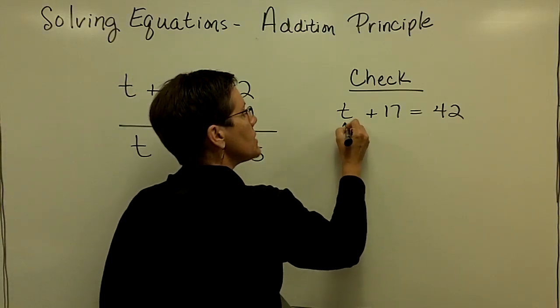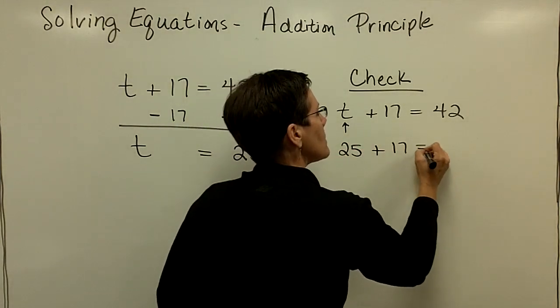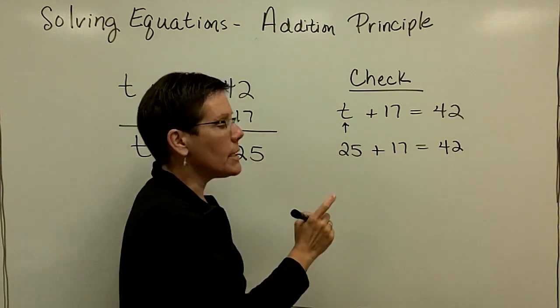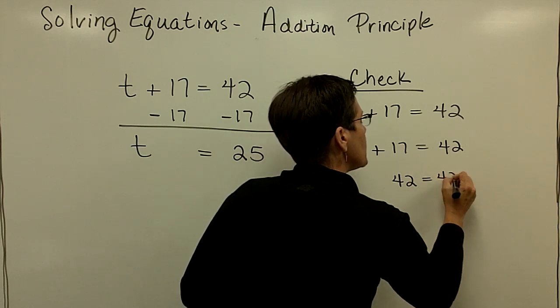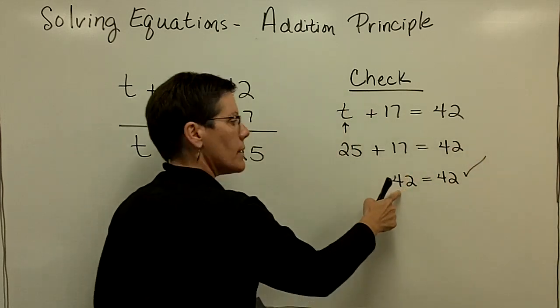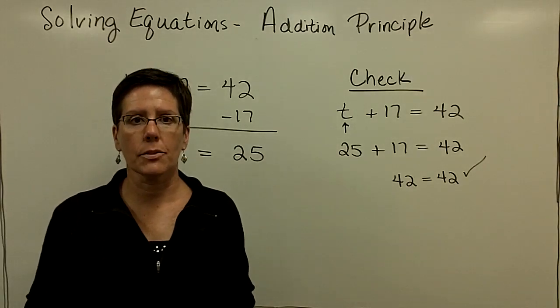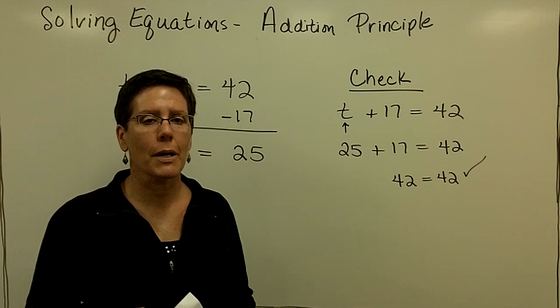So for the letter t, I'm going to substitute in my answer, and I'm going to ask myself, does 25 plus 17, what does it give me? And it gives me a value of 42, and I could say, well, yeah, the left side does equal the right side, so I must have found the correct solution. This is a real important part of the solving equation process.